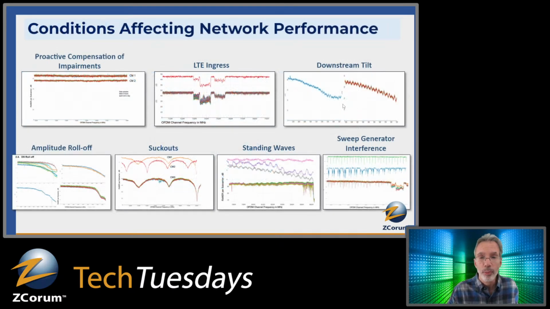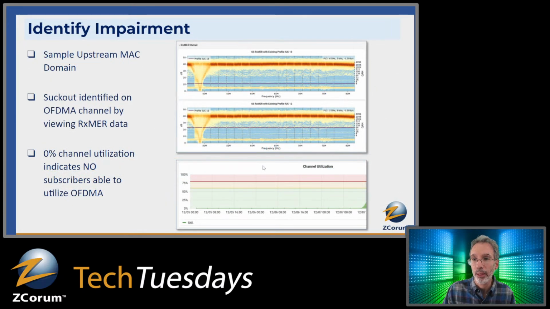And some of the things I mentioned, a suck out, some of the things that will impact the cable plant. Again, you've got LTE ingress, tilt, roll off, suck outs, standing waves, sweep generator interference. All these kinds of things can cause issues on the network, and you want to be able to identify those things and again work around them.